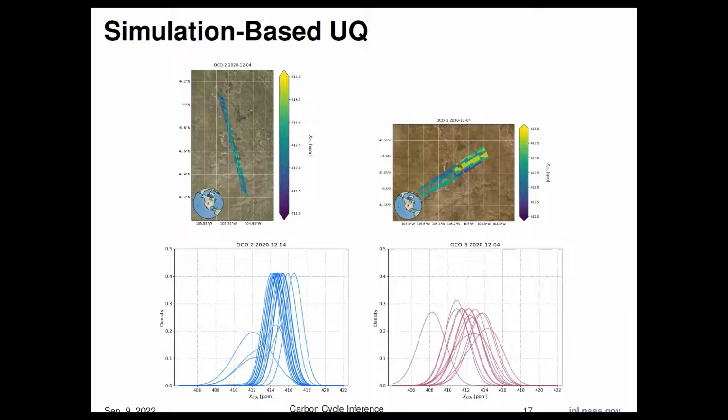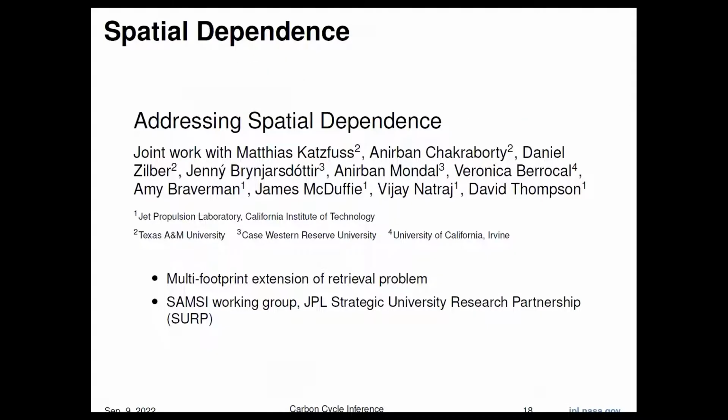I had a reference to the methodology. Amy Braverman led a paper on this last year in the Journal on Uncertainty Quantification. But there are still some remaining challenges here. As the question addressed a few minutes ago, this is still all one footprint at a time, and we might need to deal with spatial dependence as well. That brings me to the other part of the work I wanted to talk about, which is some work we've been doing with Texas A&M, in fact, and some others.